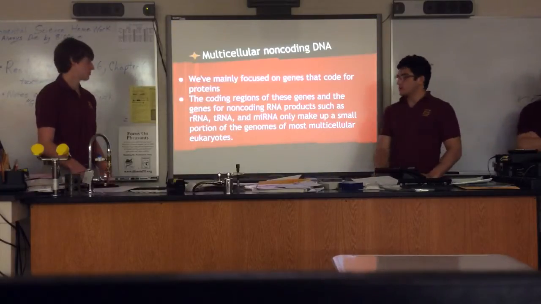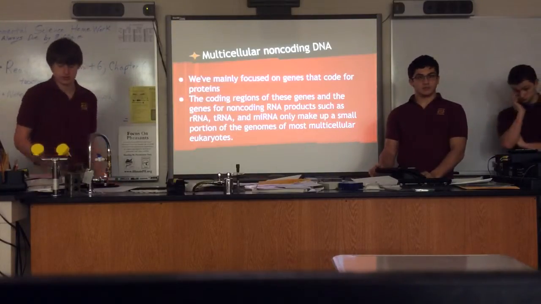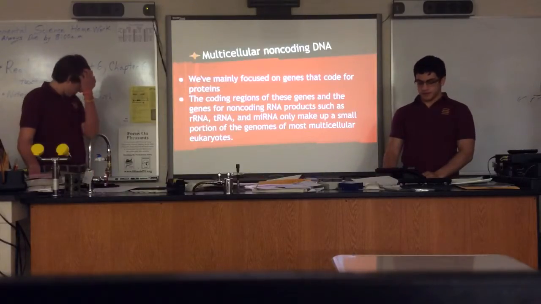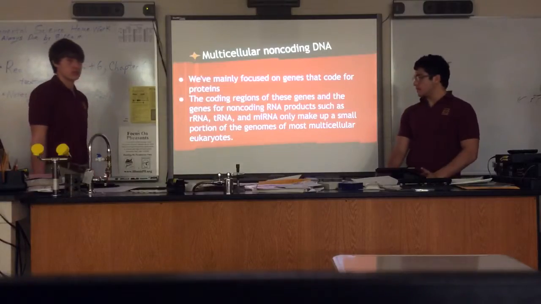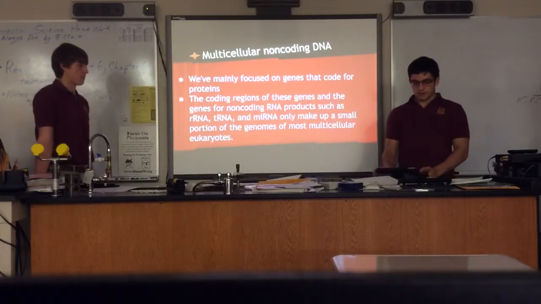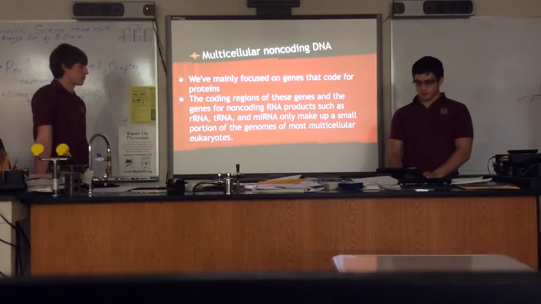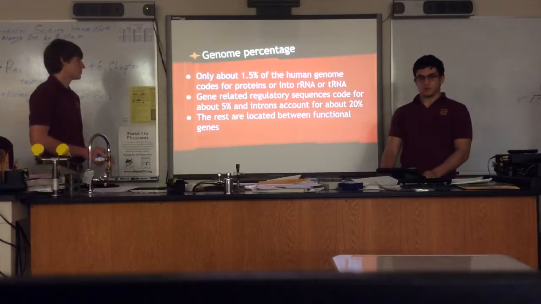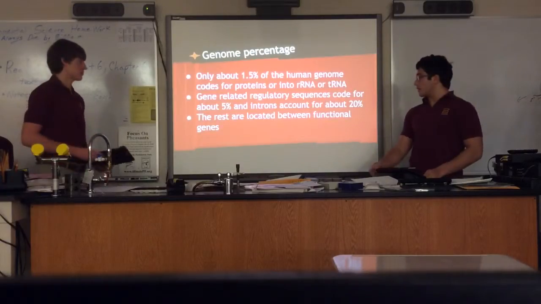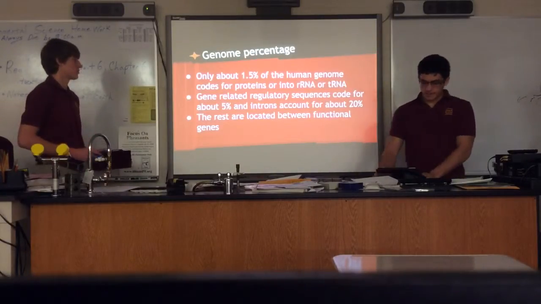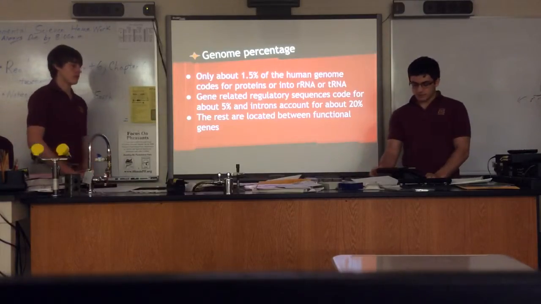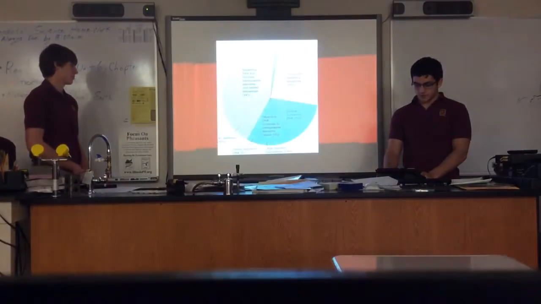So mostly we've been just talking about genes that code for proteins, but the coding regions for these genes and the genes for non-coding RNA products such as rRNA, tRNA, and mRNA only make up a small portion of the genomes of most multicellular eukaryotes, and I'll have a graph for that in a second. Only about 1.5% of the human genome codes for proteins or for rRNA or tRNA. Gene-related regulatory sequences code for about 5%, and then the introns account for about 20%. The rest is located between functional genes.